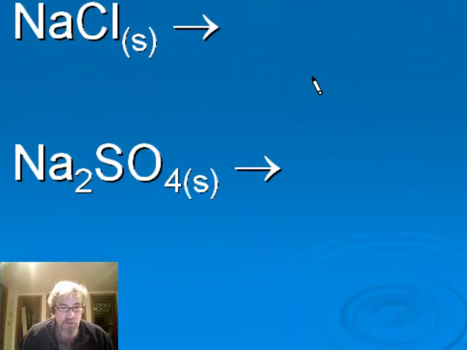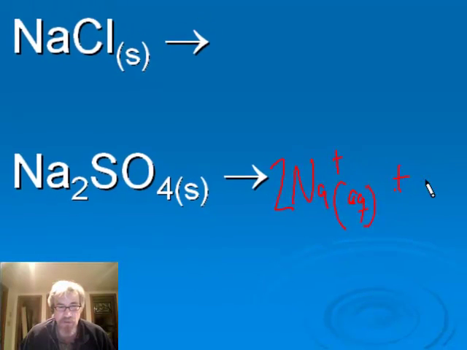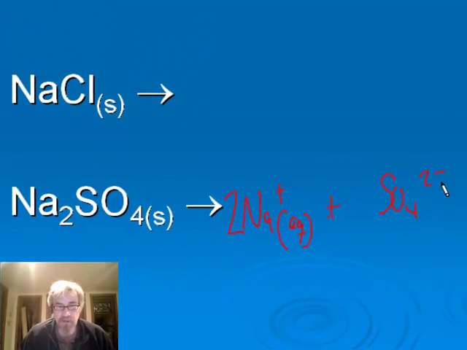Another example would be sodium sulfate. If I take sodium sulfate apart, when I dissolve it, two sodium ions are released. They're now free to move in aqueous solution, and a sulfate ion, SO4 2-, is released. So this gives three particles for every formula unit of sodium sulfate, and they're charged. So there are moving charged particles present in solution.